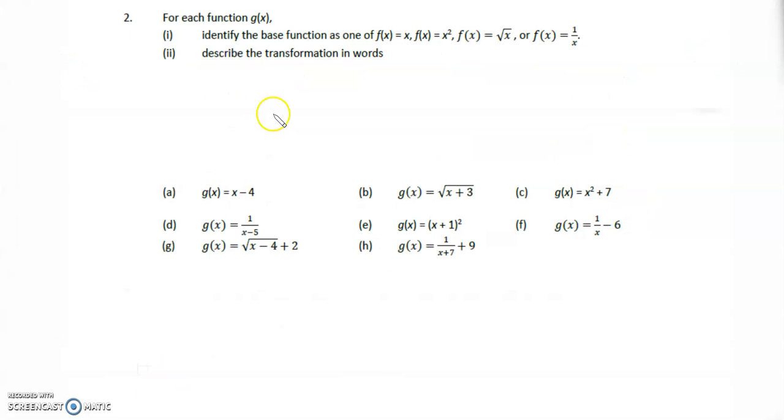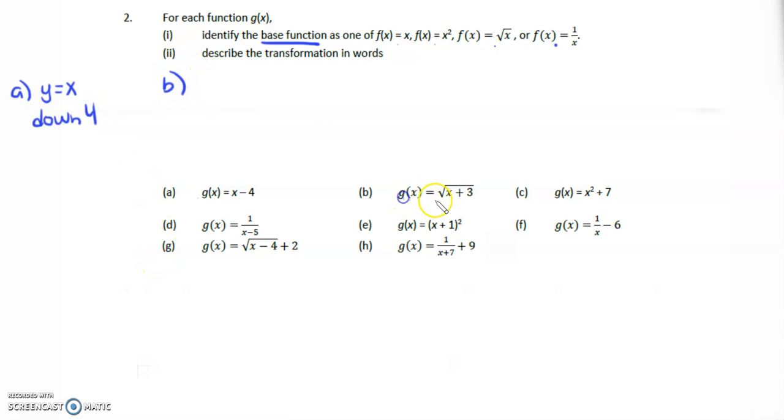Now for each of the g(x) examples below, we're going to first identify the base function. Is it a line, a parabola, a root function, or a rational? Then we're going to describe the transformation in words. I'm going to start A up here. g(x) equals x minus 4. So our base function is a line, y equals x, and the transformation is down 4.